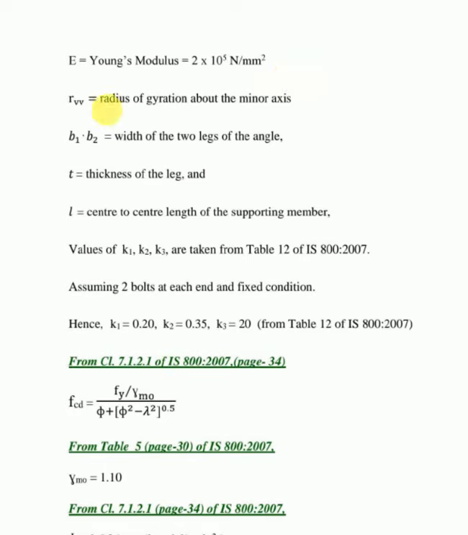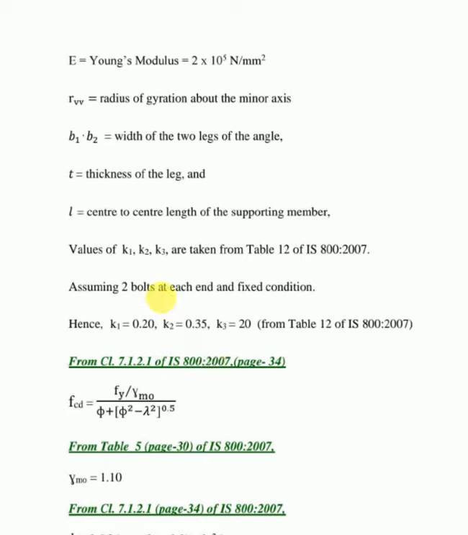Then your r vv is the radius of gyration about the minor axis, which you will get from the steel table. b1 and b2, these are the widths of the two legs of the angle. t is the thickness of the leg. This you will get from the steel table. Then L will be the center to center length of the supporting member. Then next, the values of k1, k2 and k3, these we will take from table 12 of the IS code.